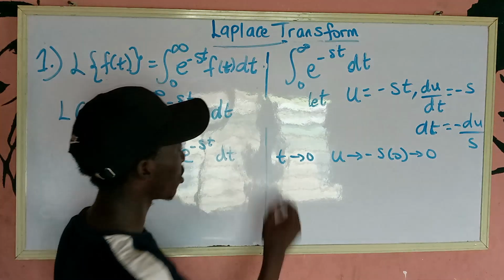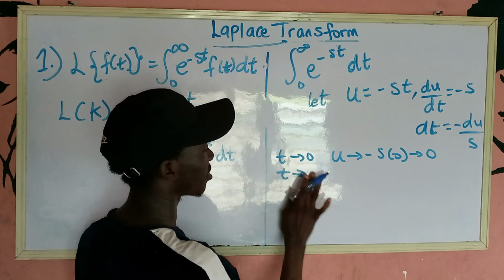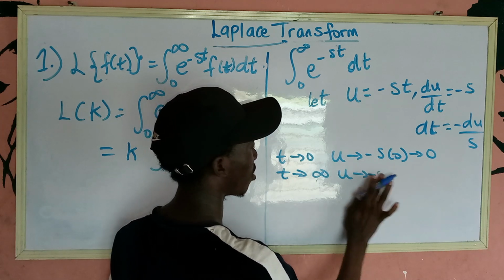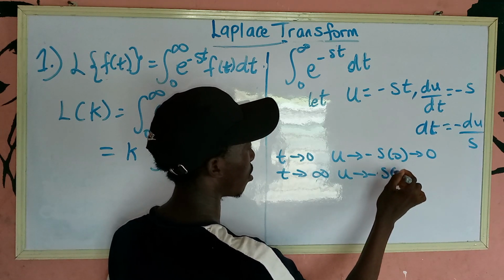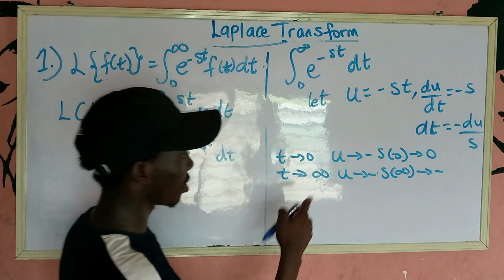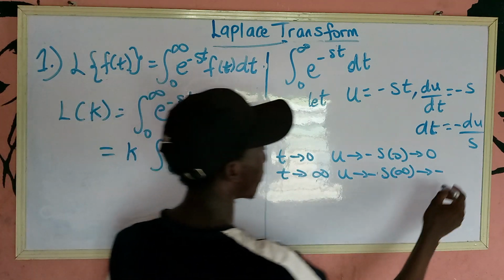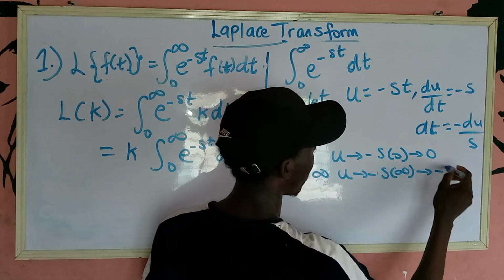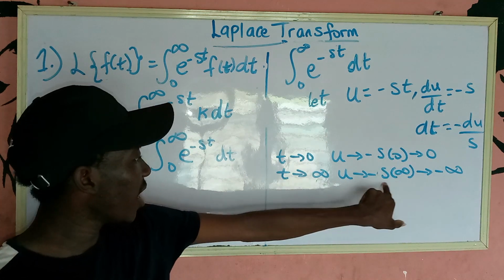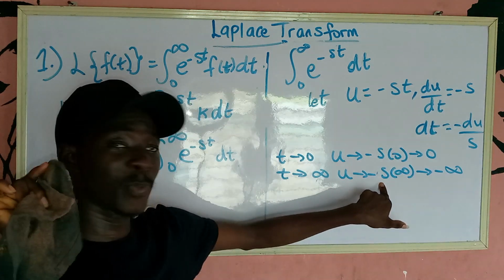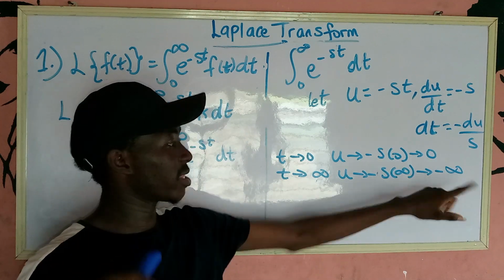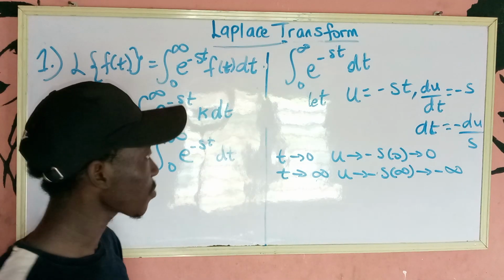The same thing also goes with this. When t approaches infinity, what is my u? My u approaches minus infinity. Because t is infinity, and we know from the definition that s is positive. So a positive value times infinity, with the minus sign, gives minus infinity.